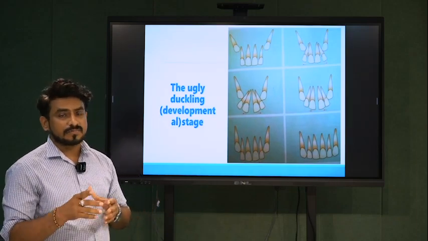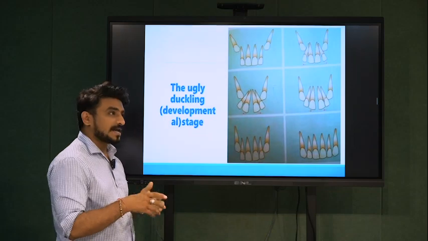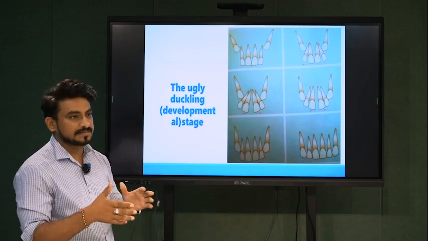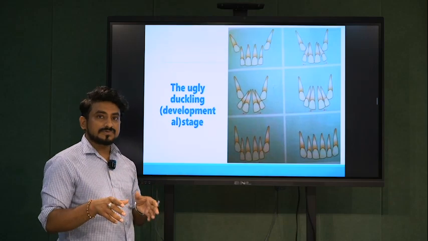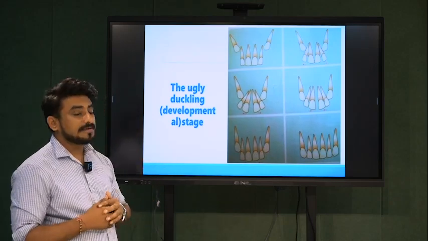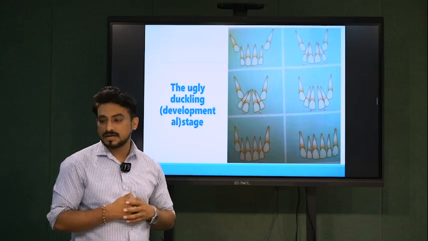Broadbent is the one who described it. This is the Broadbent phenomenon. And third, transient, like this space, the transitional space we can see. So this is a transient malocclusion. And the last one, the ugly duckling stage, because at that time the patient looks ugly, so that name is the ugly duckling stage.